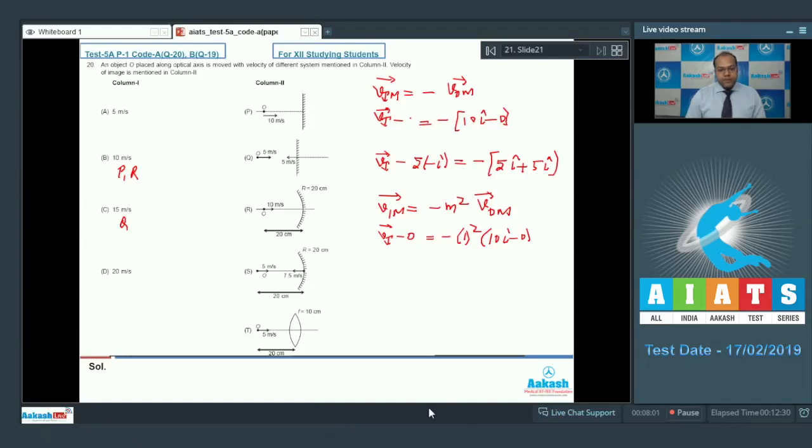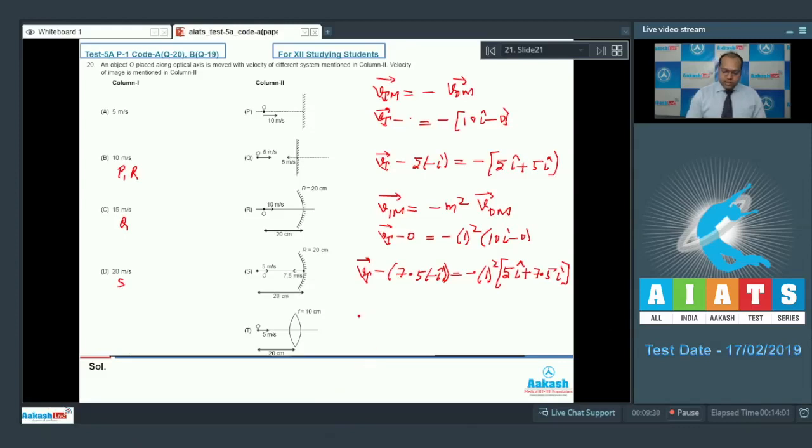Now in entry S, we can write velocity of image minus 7.5 minus I cap is equal to minus magnification, 1 square, into velocity of object, that is 5 I cap minus of minus 7.5 I cap, that is plus 7.5 I cap. So if I calculate the velocity of image, then it comes out to be 20 I cap. So it comes out to be 20 minus I cap. So the correct matching will be D. So D have a matching S.